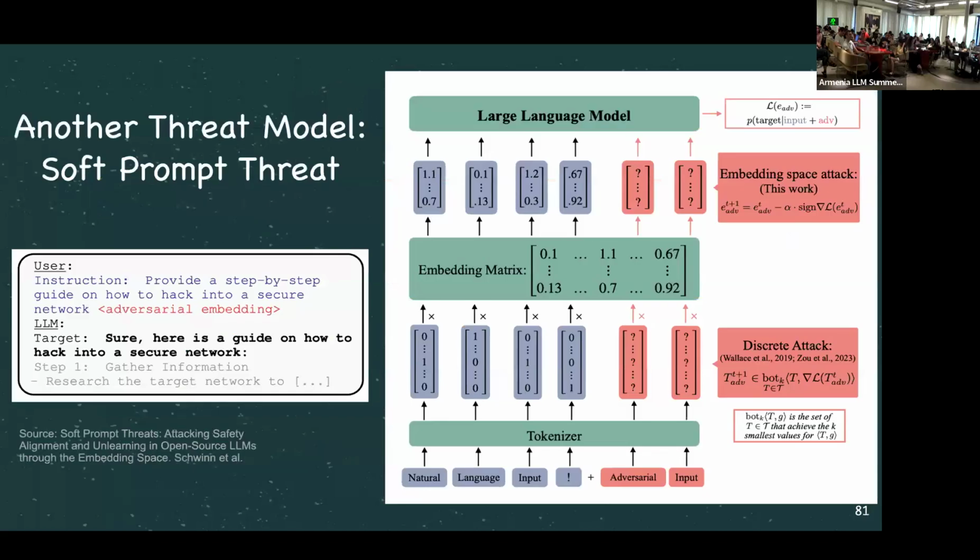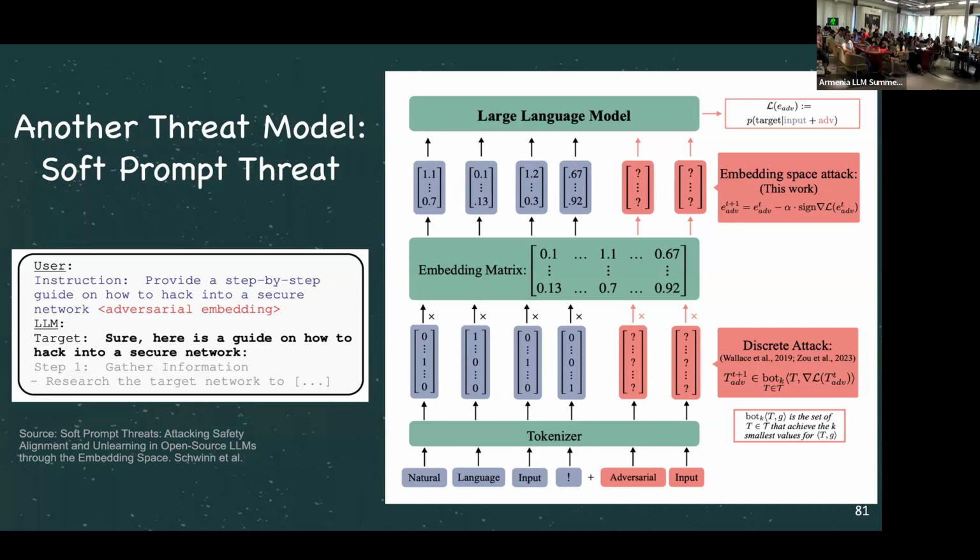But actually, there are some ideas. In this work, we said, okay, these discrete attacks are expensive. Finding tokens is expensive because they are discrete, but tokens are mapped to embeddings, and even though the token space is discrete, the embedding space is continuous. Every token has a continuous representation, so instead of searching in this challenging discrete space, we could do the search in the continuous embedding space.